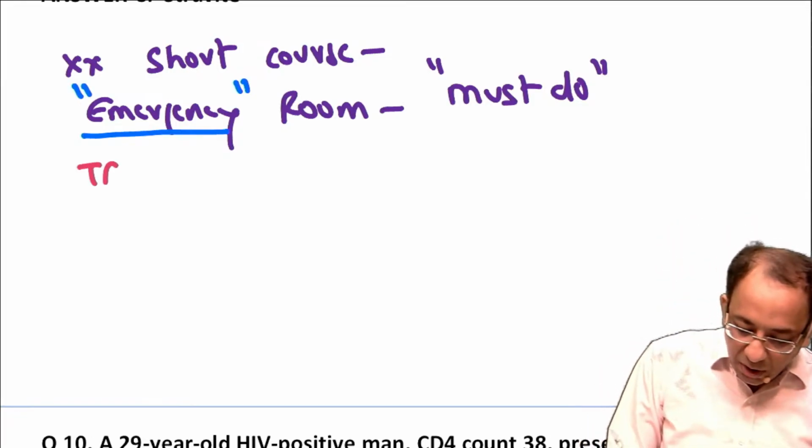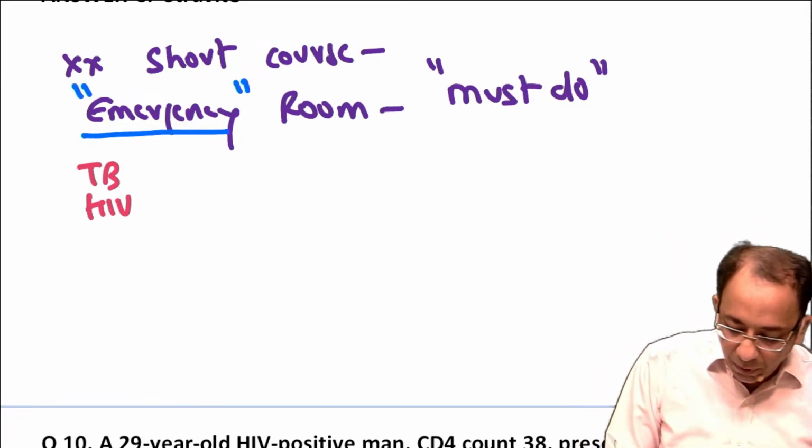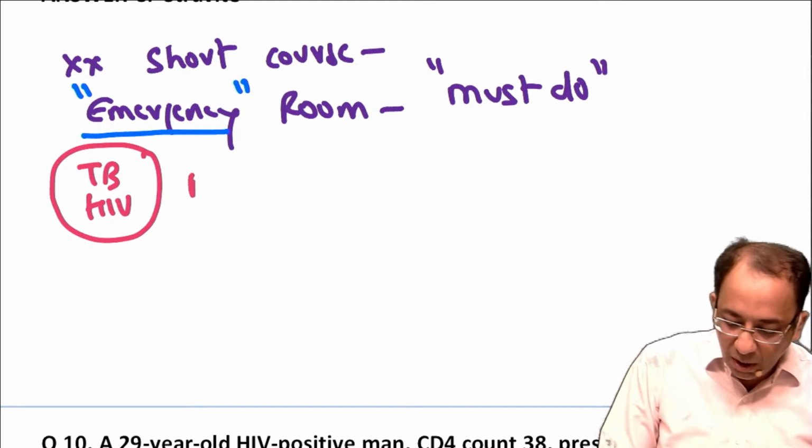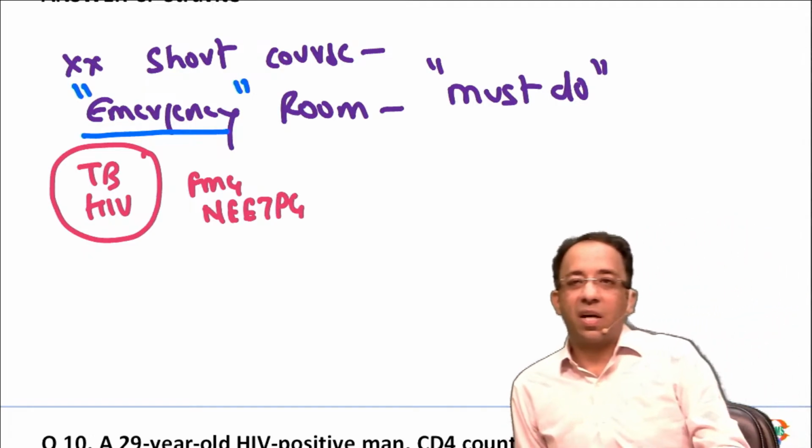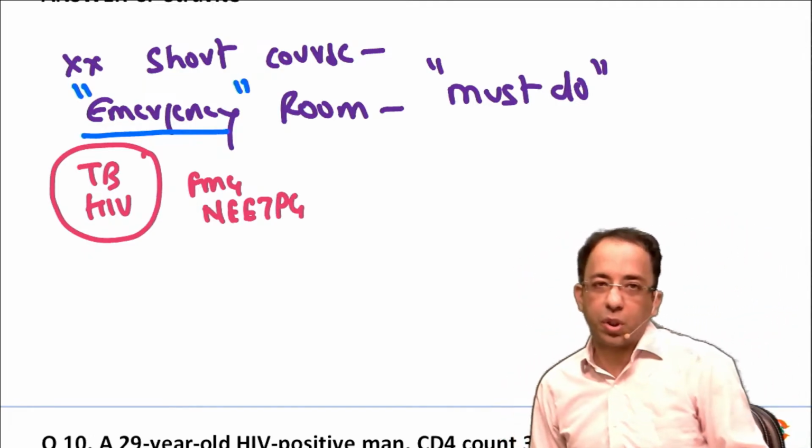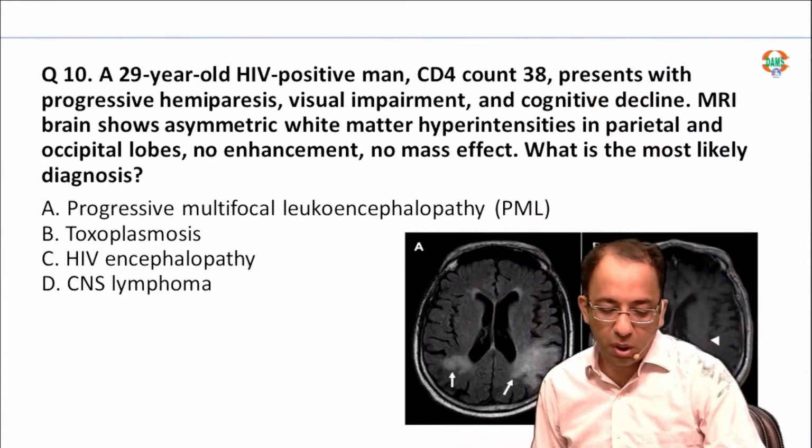Second important thing is TB HIV. Very important for NEETPG, FMGE, and remember in INICET HIV is always a possible question. Let us look at the HIV question here.